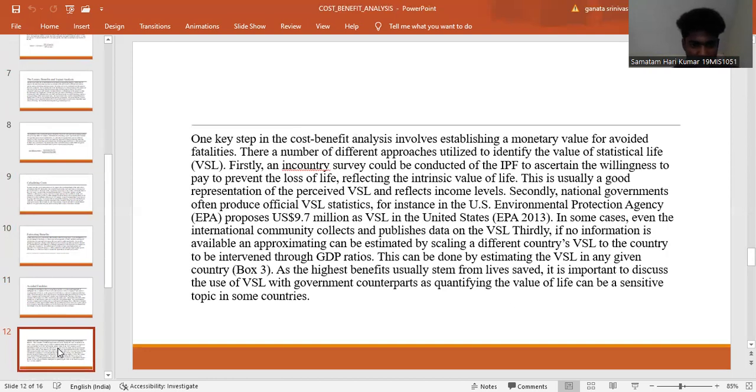one key step in the cost benefit analysis involves establishing a monetary value for the fatalities. First, in-country surveys could be conducted by the IPF to ascertain the willingness to pay to prevent the loss of life, reflecting the intrinsic value of life, as the highest benefit usually stems from lives saved. It is important to discuss the VSL with the government counterparts, as quantifying the value of life can be a sensitive topic in some countries.